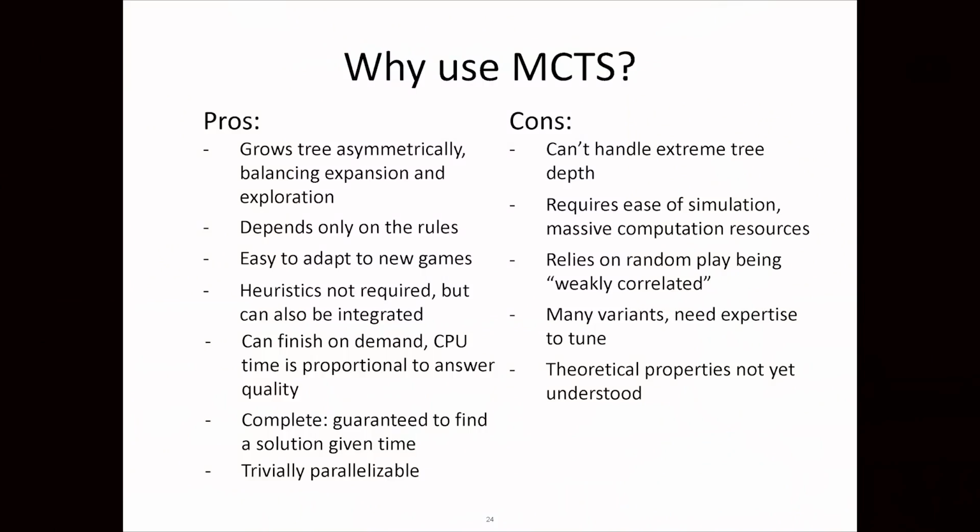Okay, it does have its fair share of problems. The first problem being that it does sort of break down under extreme tree depth, and one of the main reasons for this is that as you increase the number of moves between you and the end of the game, you're decreasing the correlation between your game state and whether a random playout would suggest that you're in a good position or a bad position. The same sort of goes for branching factors.